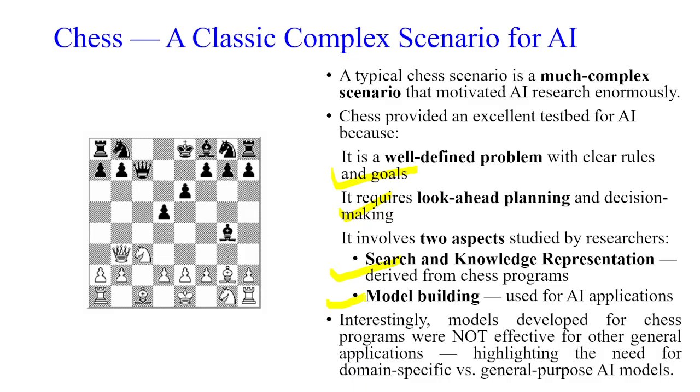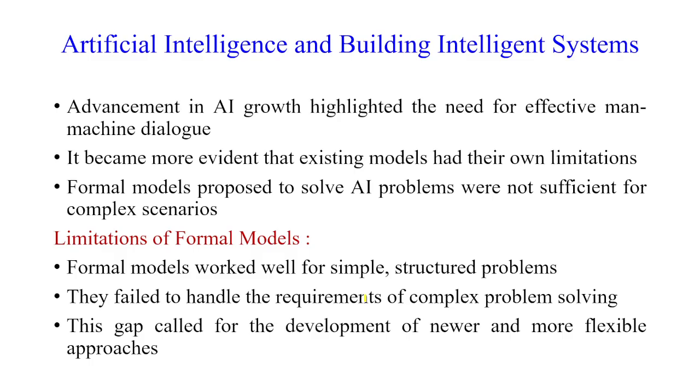So, the difference between domain specific models and general purpose models. Again, this became a very big challenge for the researchers. Okay. Next, we will talk about artificial intelligence and building intelligent systems. As AI grew and developed, the advancement highlighted a very important need: effective man machine dialogue. So that became very important.